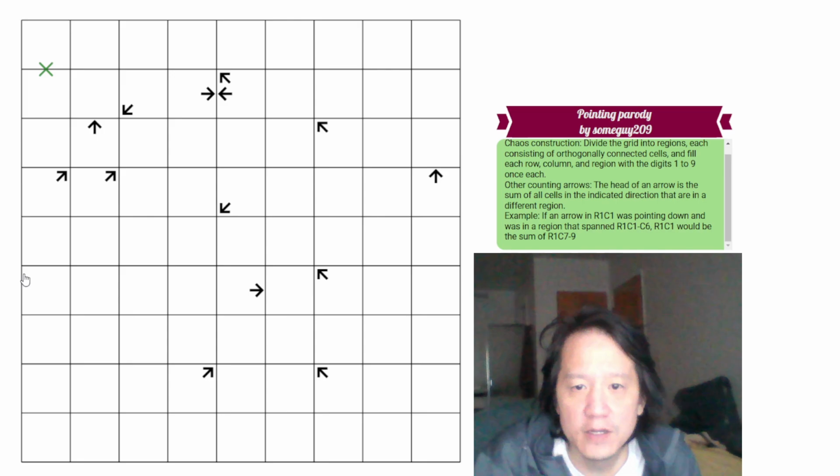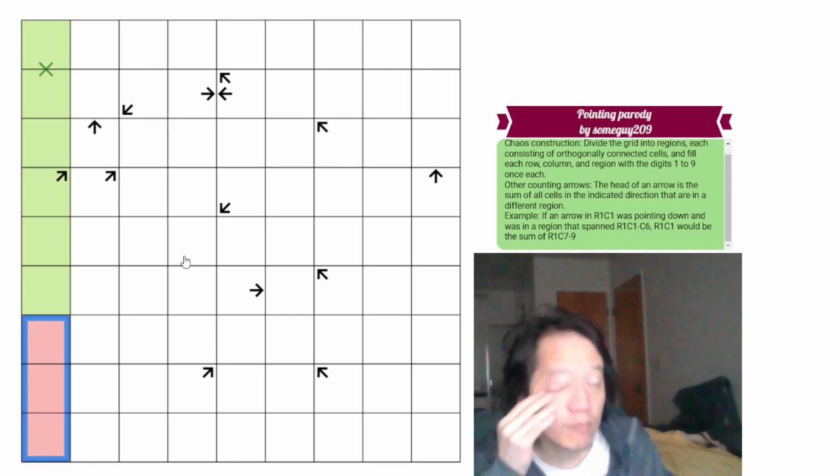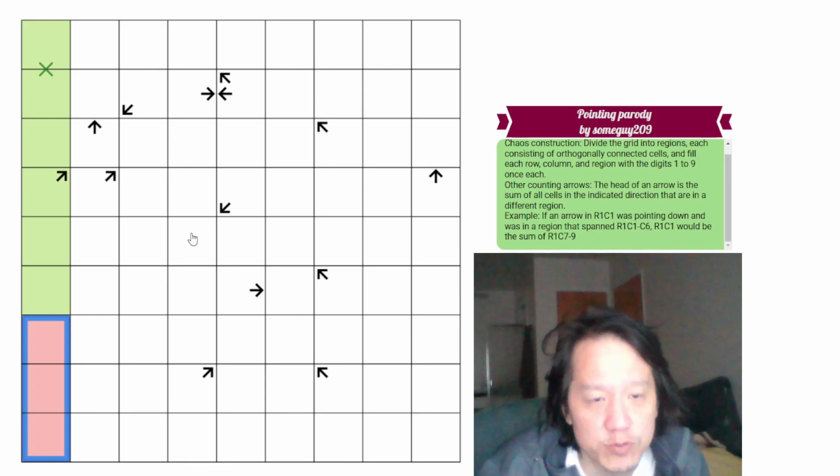Then, say it was in a region that spanned row 1, column 1 to row 1, column 6. Then the sum would be row 1, column 7 to row 1, column 9. So it's counting numbers that are not in its region. So basically, just remember that.